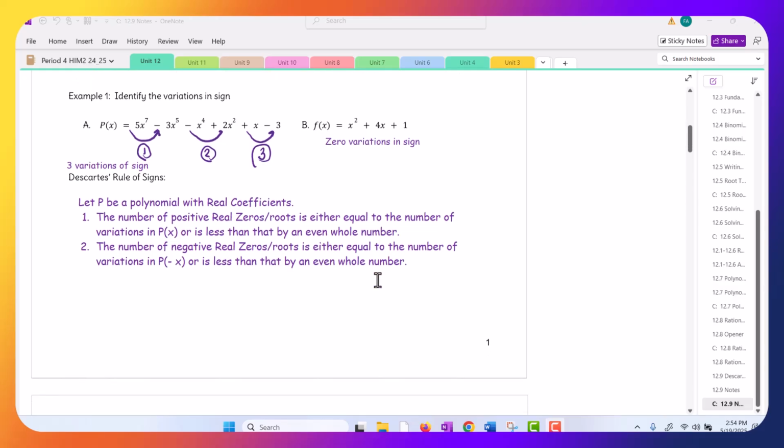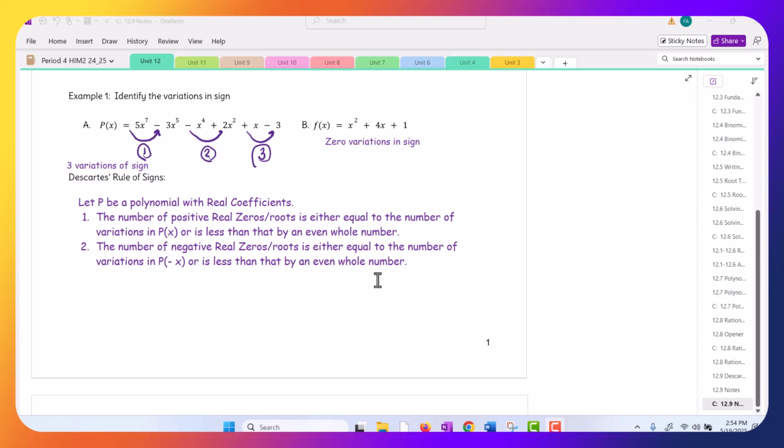All right, so now let's take that and apply it to Descartes' rule of signs, which says if we have a polynomial p of x, the number of positive real zeros or roots is equal to the number of variations or that number minus an even whole number.